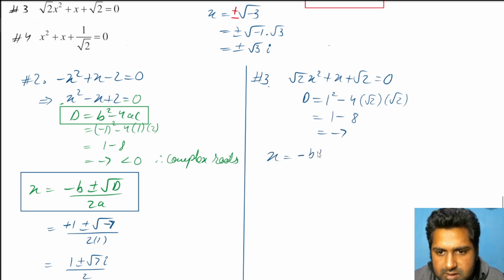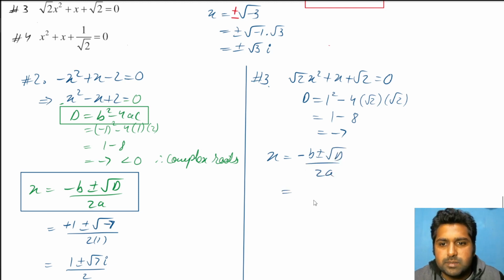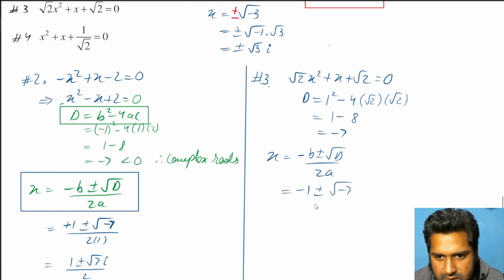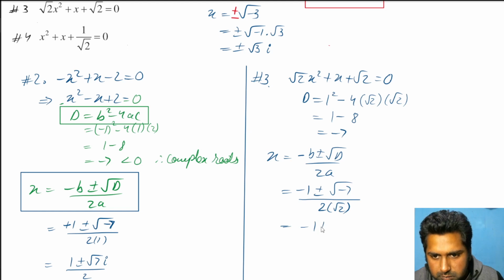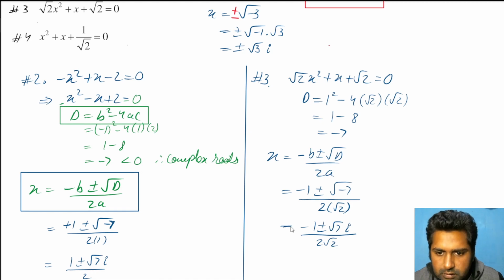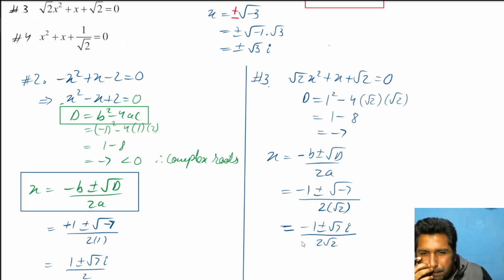Minus b plus minus square root of d upon 2a. So minus 1 plus minus root of minus 7 upon 2 into a, which is root 2. So this time it becomes minus 1 plus minus root 7 iota outside upon 2 root 2. Okay, it's as simple as that.